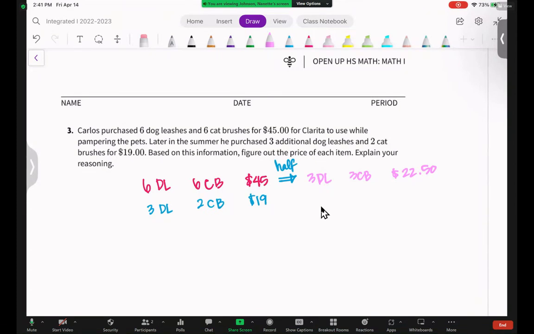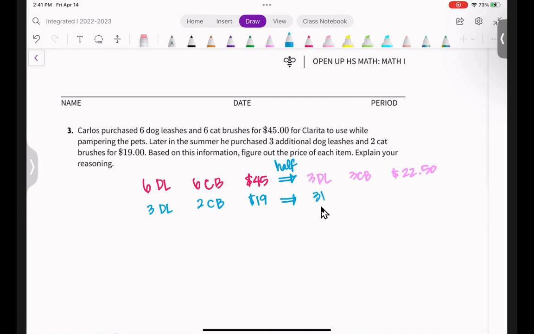Okay. So with that being said, I'm going to get this exactly the same. So this is 3 dog leashes and you're like, hey, it's the same thing, right? On purpose, it was the same thing. Oops, this is supposed to be cat brushes. And then now you have $19 that you're spending. And so if you notice, these two are exactly the same.